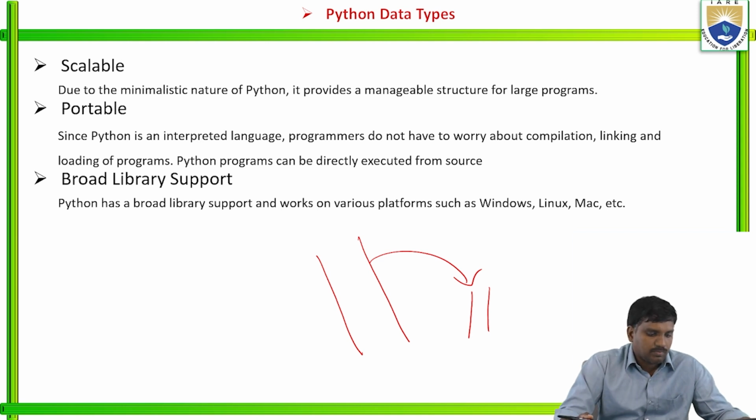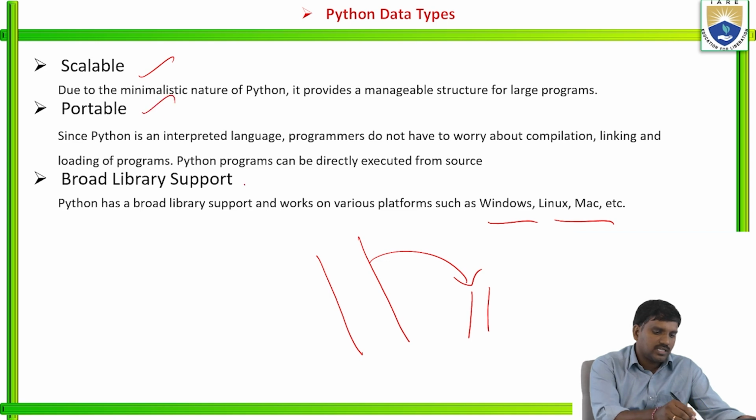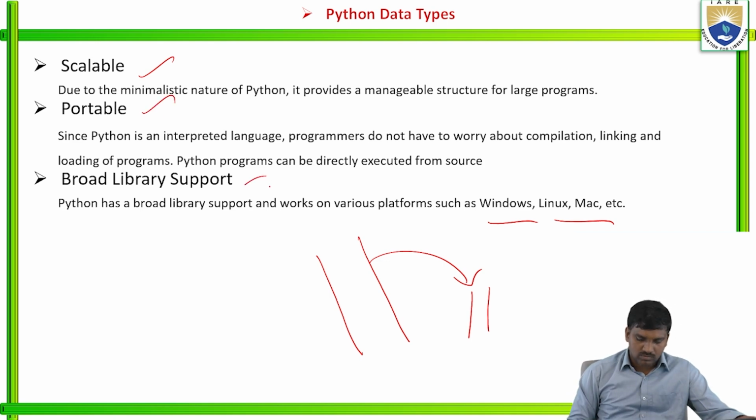Next, broad library support. Python has broad library support and works on various platforms such as Linux, Windows and Mac, whatever operating system is available in our system. According to that, we may download from the internet and use it. This is not for a particular Windows, either Windows 10 or Windows 8, whatever operating system we are using. According to that, we may download from the internet source. So these are the remaining three characteristics of Python.